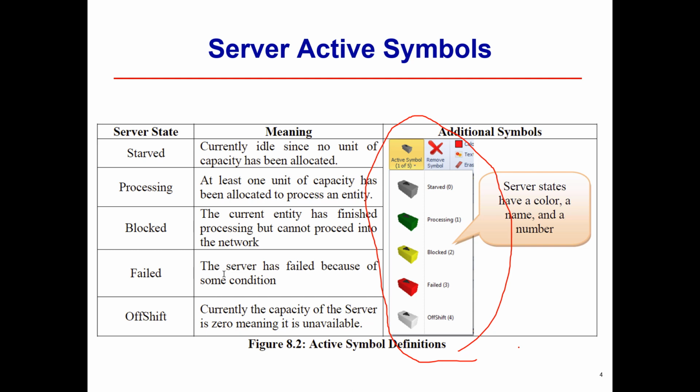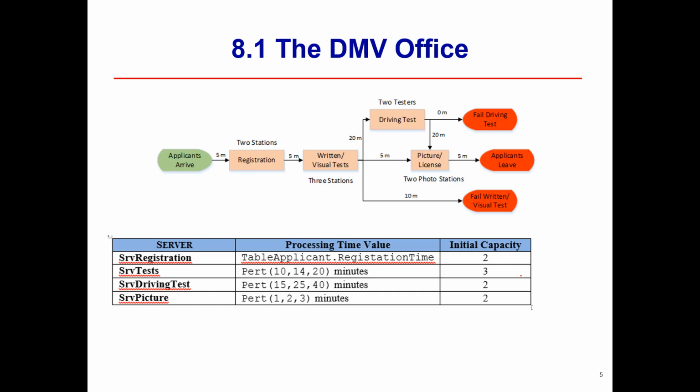The failure state means the server has failed or is scheduled to be down. And the last one is the so-called off shift, so the current capacity of the server is 0, meaning it's unavailable. We often use this as downtime. On this, you can also see from the SIMIO model a different color for each one of the statuses, and it will be animated throughout the simulation.